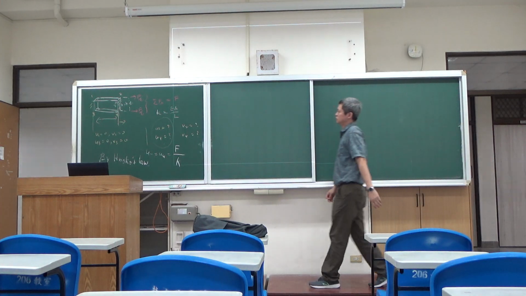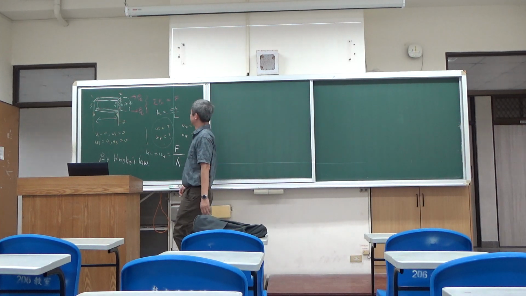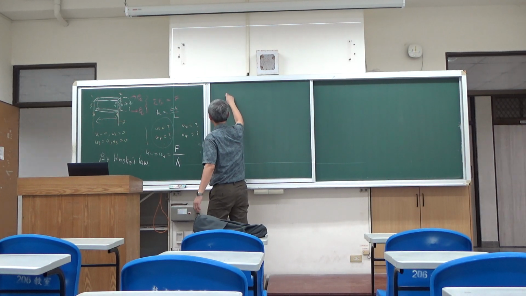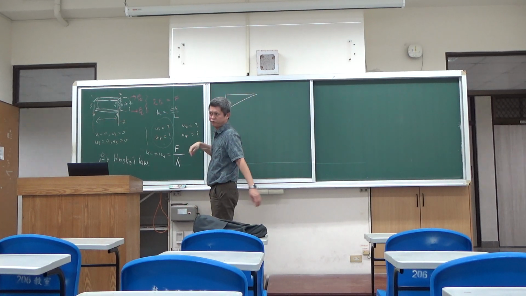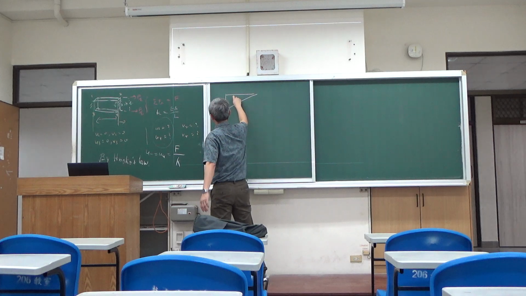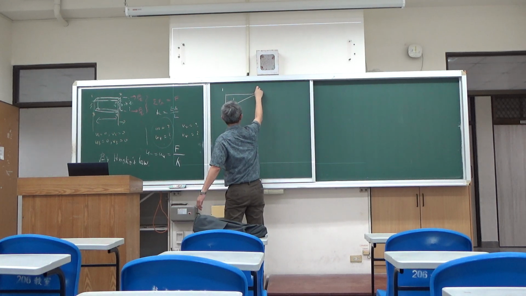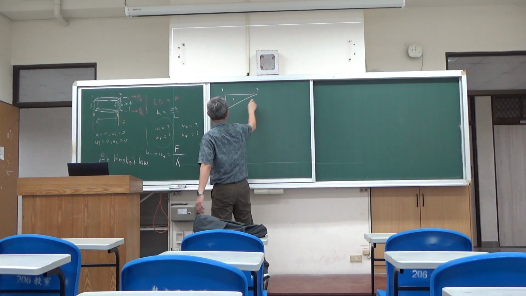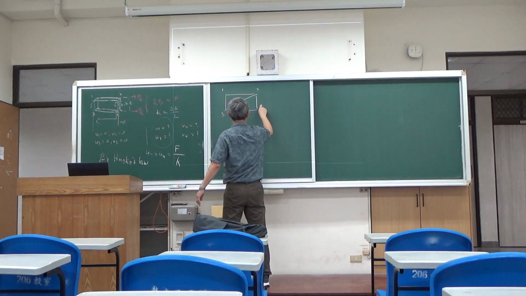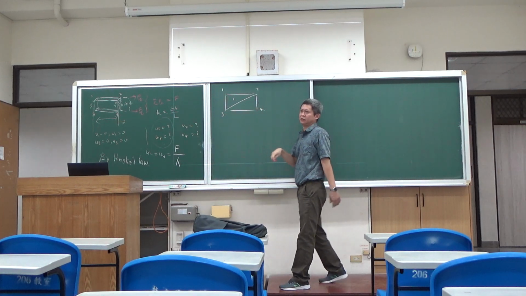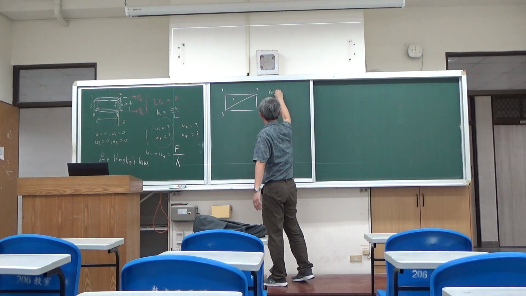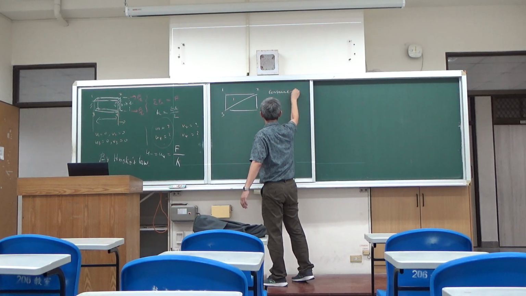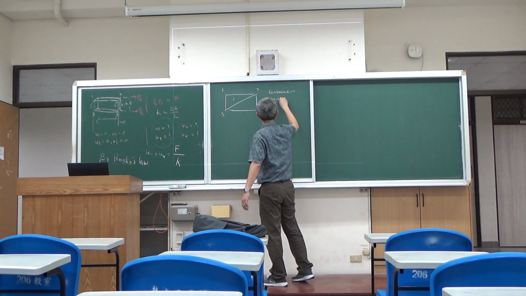Okay? So remember, we might have divided this element into two elements. 1, 2, 3, 4. And I'm going to use a constant strain element.